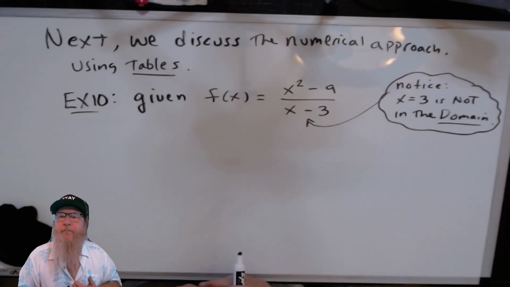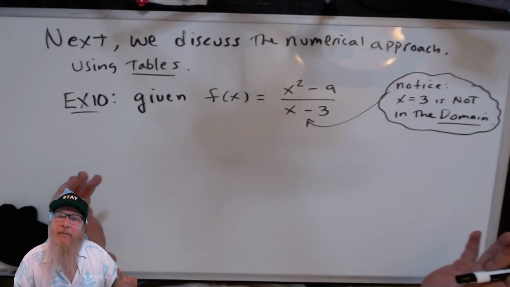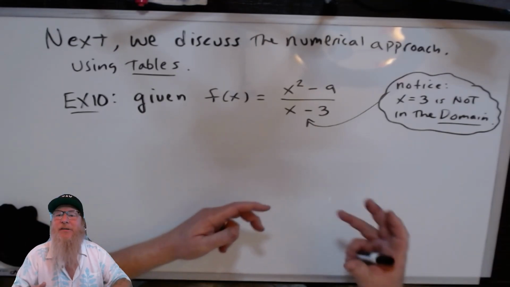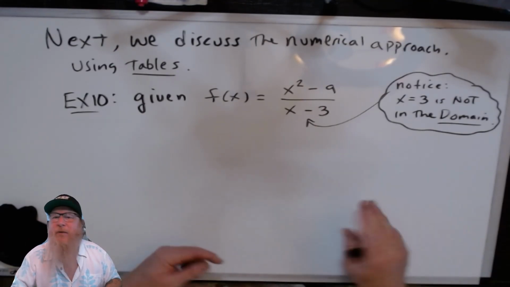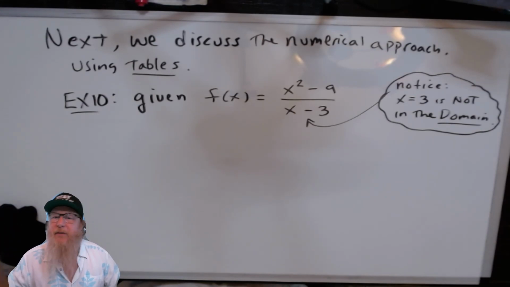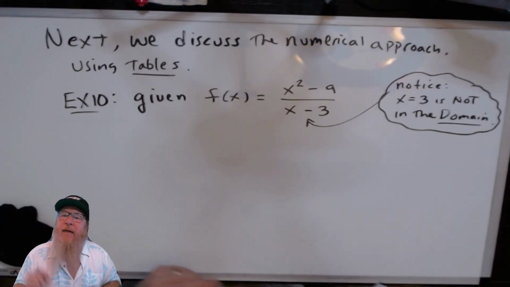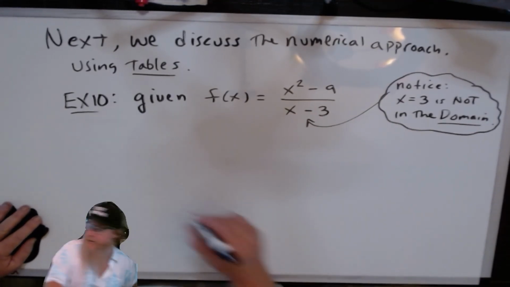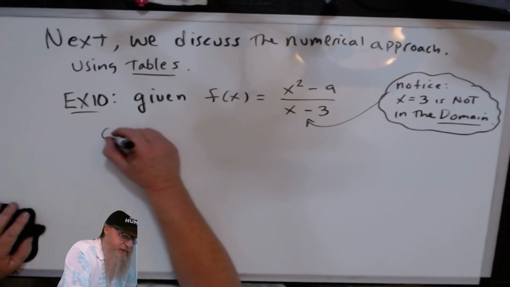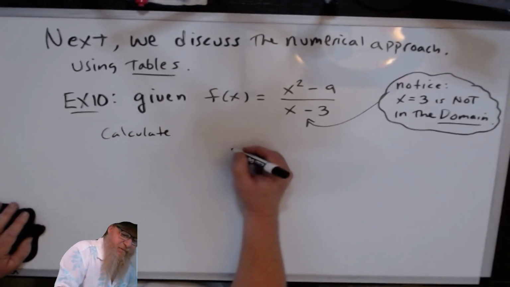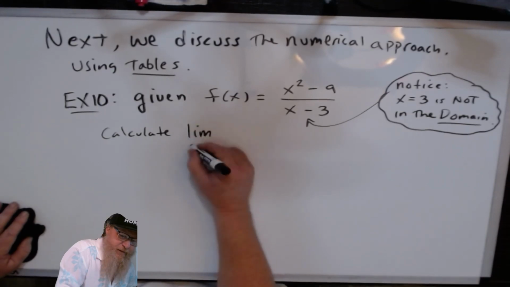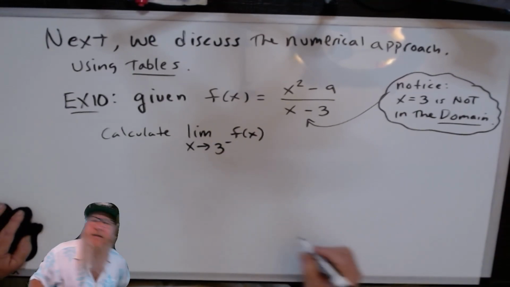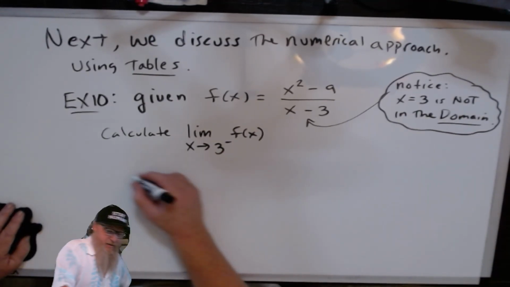That's an interesting point. We've changed the focus now. In algebra, we are interested in finding the exclusions, and then we immediately ignore those values. We're like, sorry, kid, you're excluded. Well, now we're going to discuss the excluded value. So we're going to calculate the limit as x approaches 3 from the left, and from the right.